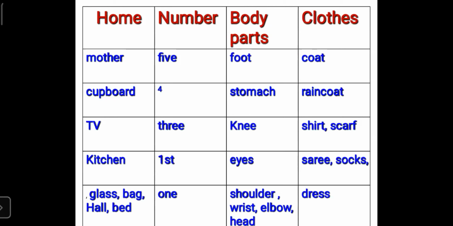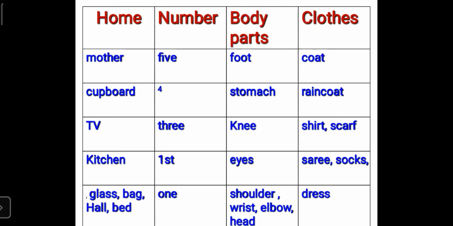All of you pay attention. Mother, cupboard, TV, kitchen. Father and spoon will also come in the home column. Then glass, bag, hall, and bed. All this will come in the home column.